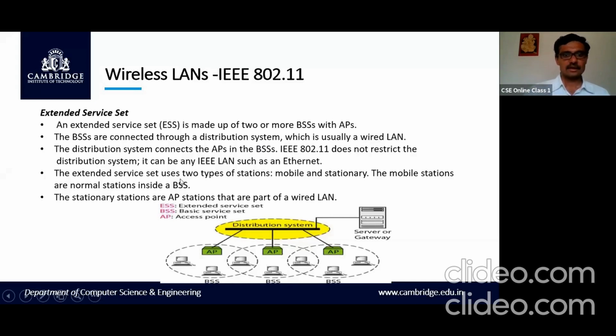ESS uses two types of stations, mobile or stationary. All these stations can be either mobile or stationary. The mobile stations are normal stations inside a BSS. So they are all normal stations inside one BSS. The stationary stations, like APs, are part of the wired LAN. You can see all these are stationary. APs are stationary stations connected to the distributed system, where the distributed system is a part of the wired LAN.